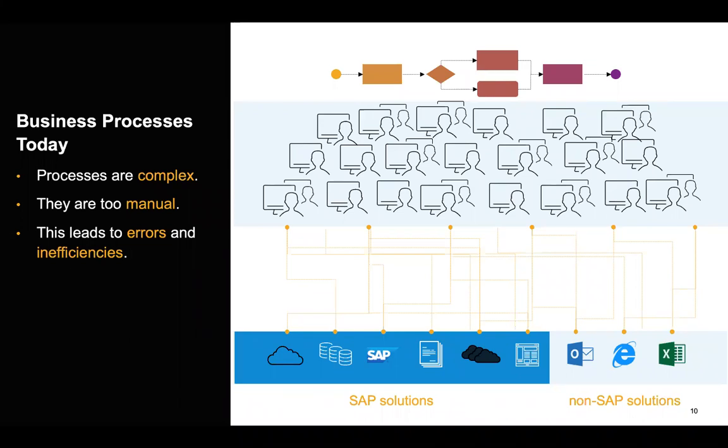I mean, the more you can automate, the more you increase the level of automation, and the more the level of manual steps will be reduced, but also the errors will be reduced, and you can become much more efficient with your business process implementation and execution at the end.